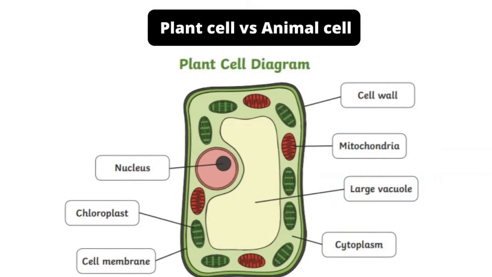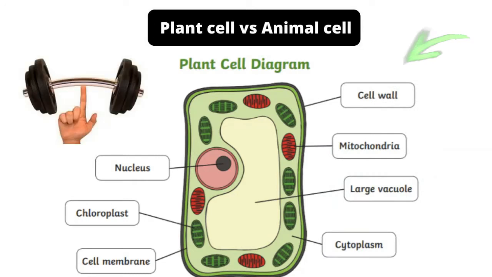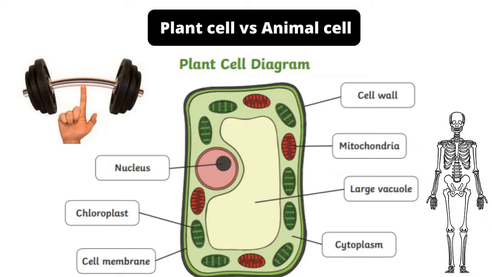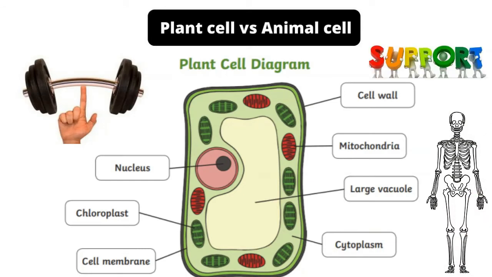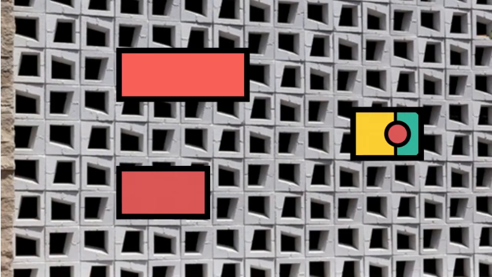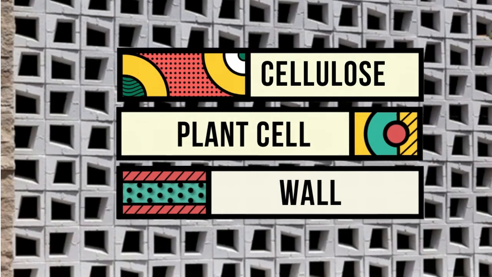They also need strength. This comes from the cell wall. We form a spine, we form muscles. Plants do not do this, so they need support. Their support is generated by the cell wall. We often call it a cellulose cell wall.